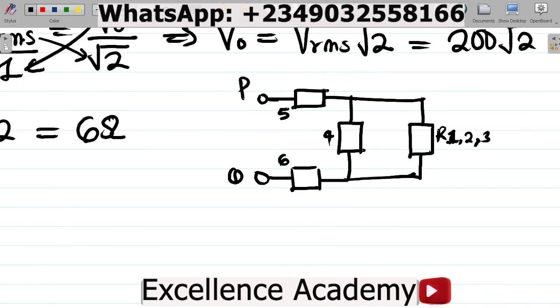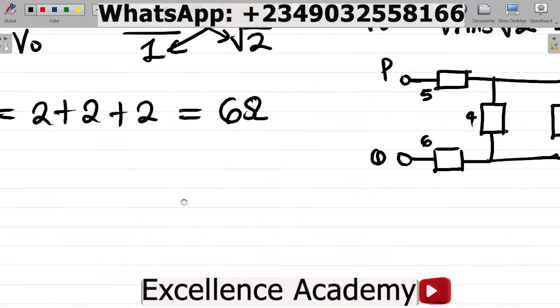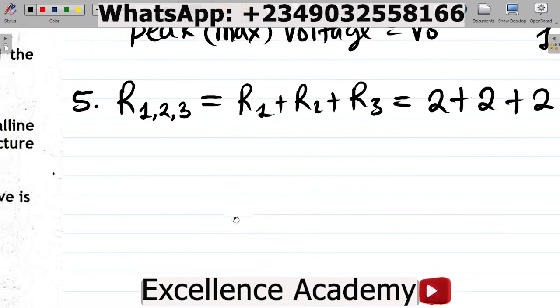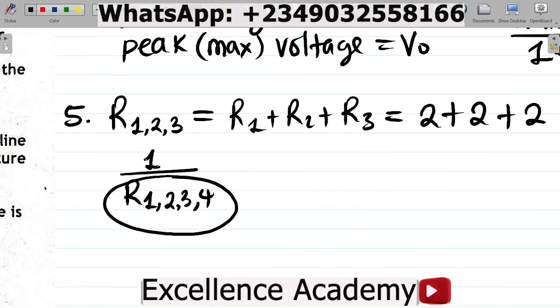Now, from here, you want to observe that R1, 2, 3, that's this, is connected not in series, but in parallel with R4. All right? So R1, 2, 3 is in parallel with R4. Let's get the equivalent. Now, since it's a parallel connection, we'll take inverse. So we have 1 all over R1, 2, 3, 4. R1, 2, 3, 4 simply means the equivalent of resistor 1, 2, 3, and 4.